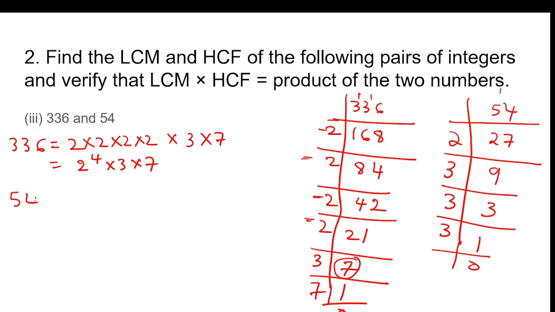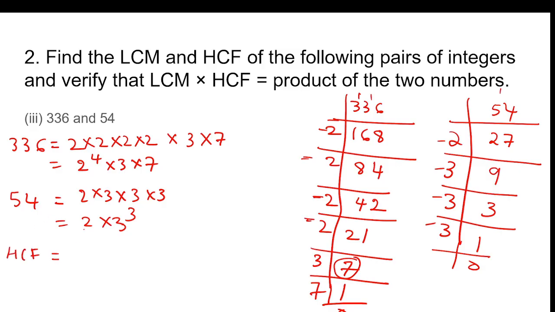Next, 54 can be expressed as 2 into 3 into 3 into 3. Can I write this as 2 into 3 to the power 3? Yes. Okay, now I'm going to find out the HCF and LCM.